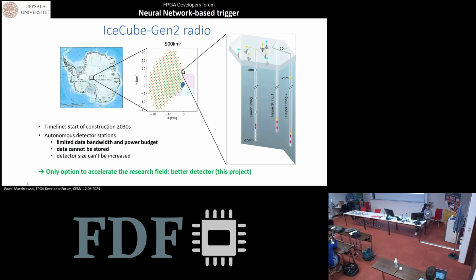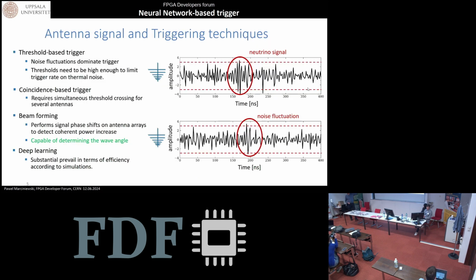And the signal. You see the waveform which contains a neutrino signal and some simple noise fluctuation. So how can you detect the thing? You can apply, of course, some levels in an analog way, and crossing the level would mean that this is an event. Of course, the noise fluctuation will also do the same, so your data will probably be flooded with just simple noise. You can also apply a coincidence trigger, where you require a level crossing by several antennas.